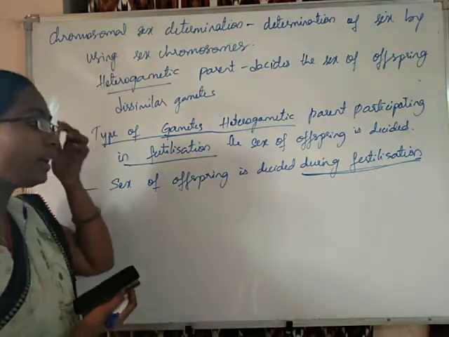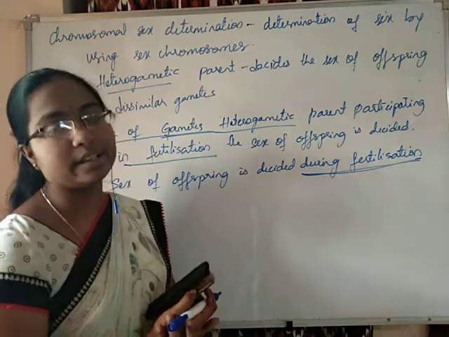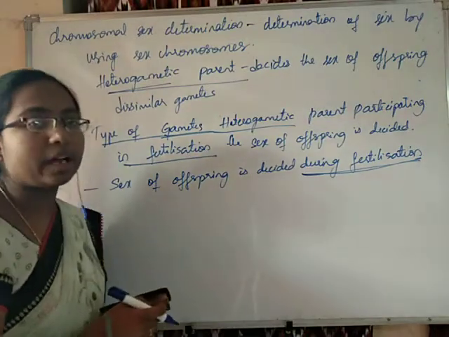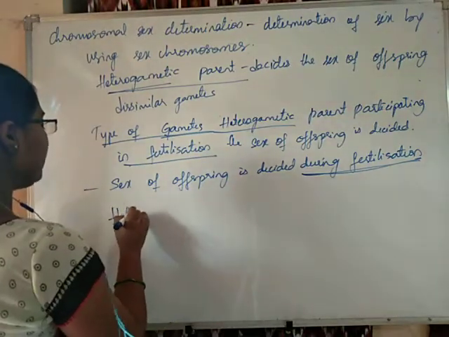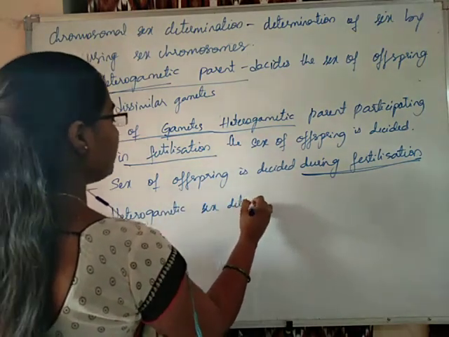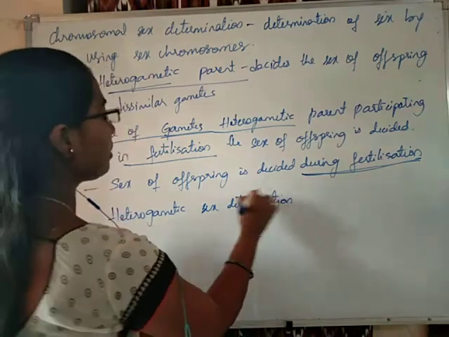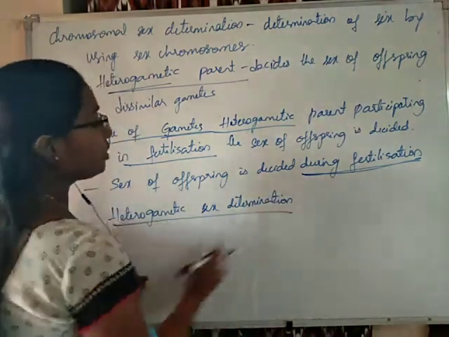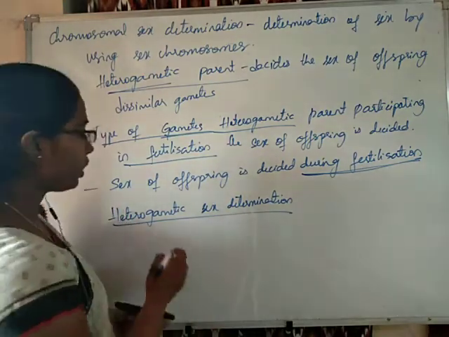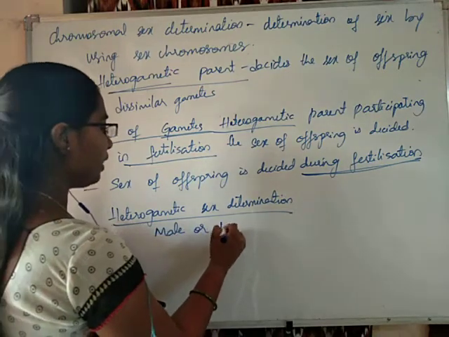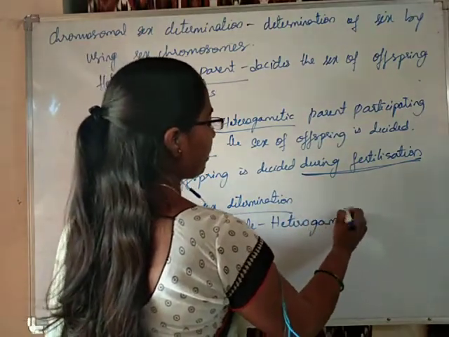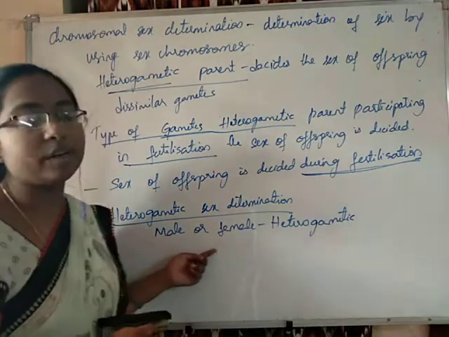Okay. So, let us see, there are different types of heterogametic sex determinations. As I have told you, the heterogametic parent decides the sex. We are learning heterogametic sex determination. That means the heterogametic parent is the one who is determining the sex, right. See, male can be heterogametic and females can also be heterogametic. Male or female, any of them may be heterogametic.